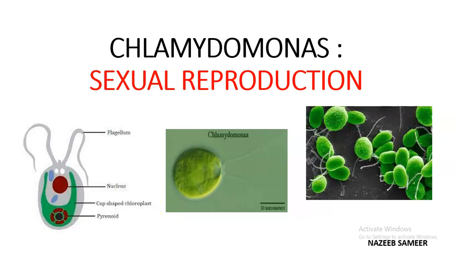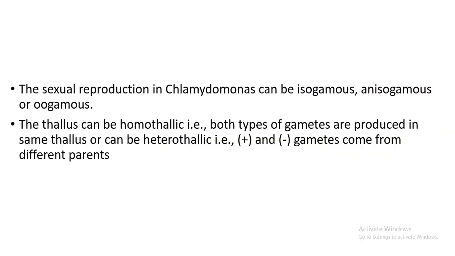Hello. Since we have completed the general account and thallus structure discussion and asexual reproduction discussion in Chlamydomonas algae, let us move on to sexual reproduction mechanism in Chlamydomonas. When we are talking about sexual reproduction, it can be of three types: isogamous, anisogamous, or oogamous.